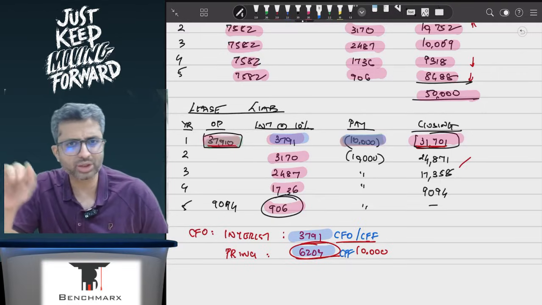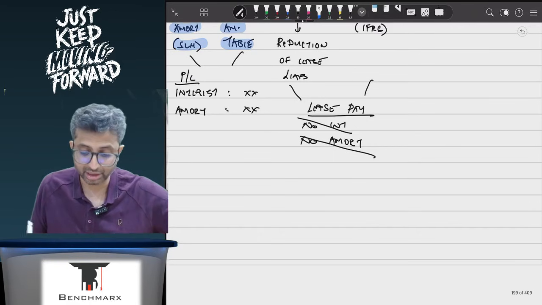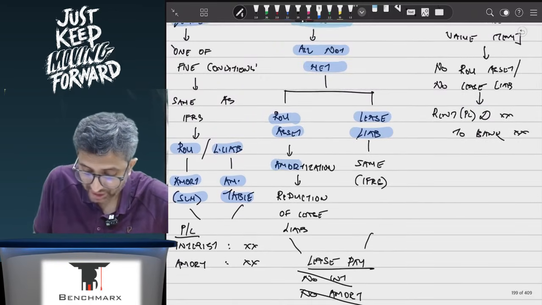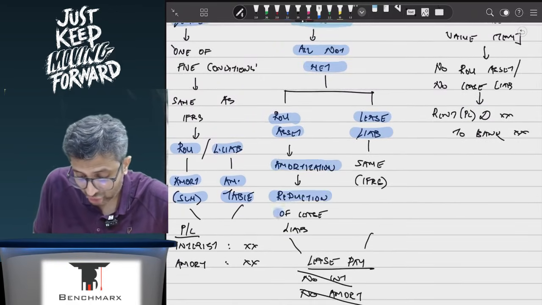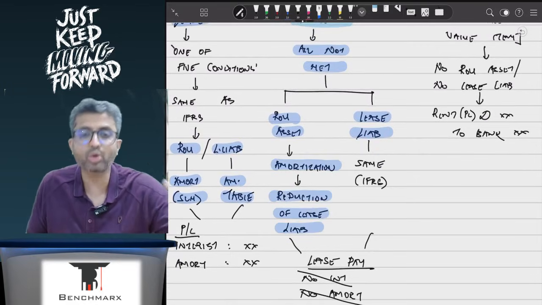So over here no one is going to ask you to pass journal entries, but they say the ROU asset will be amortized by the amount of the reduction of the lease liability, that is, by what amount the lease liability reduced.